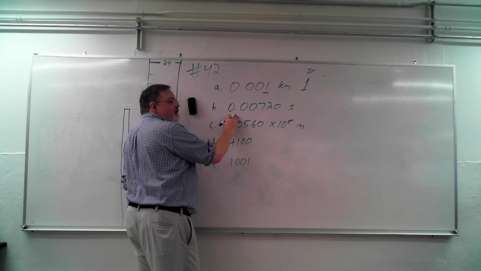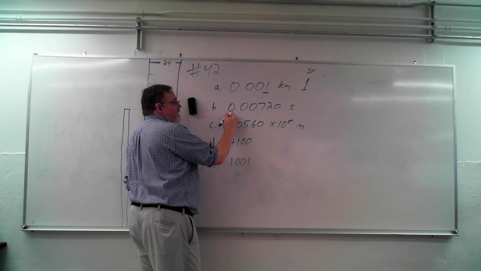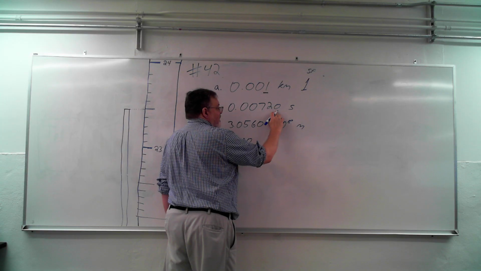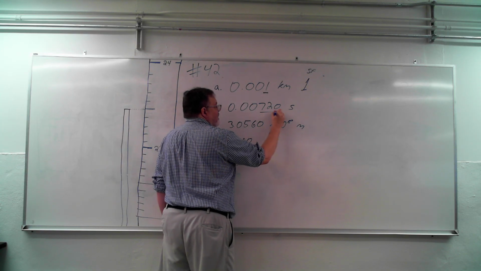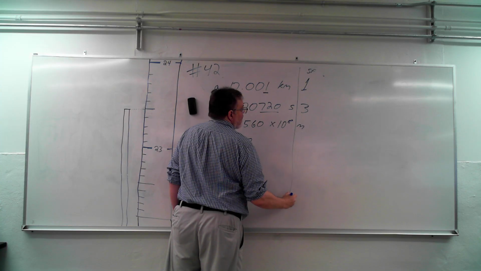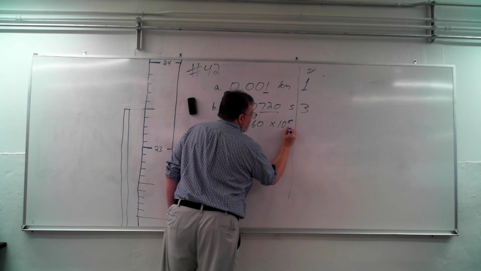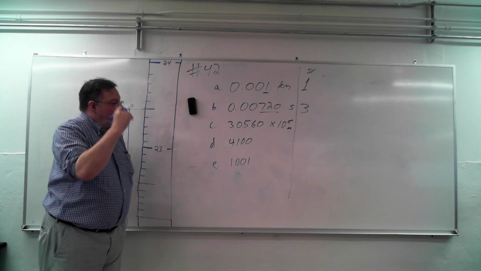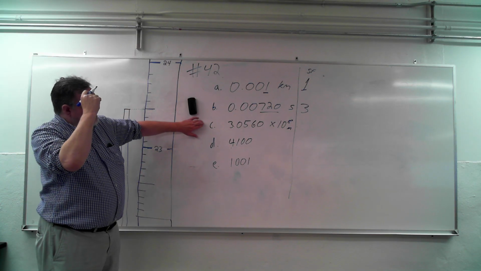How many here? 3. It's 3. The leading zeros don't count. If there's trailing zeros, they do count if it's below the decimal. So that was 3. I forgot what those units were, but we're ignoring units right now. Let me skip this one right now.